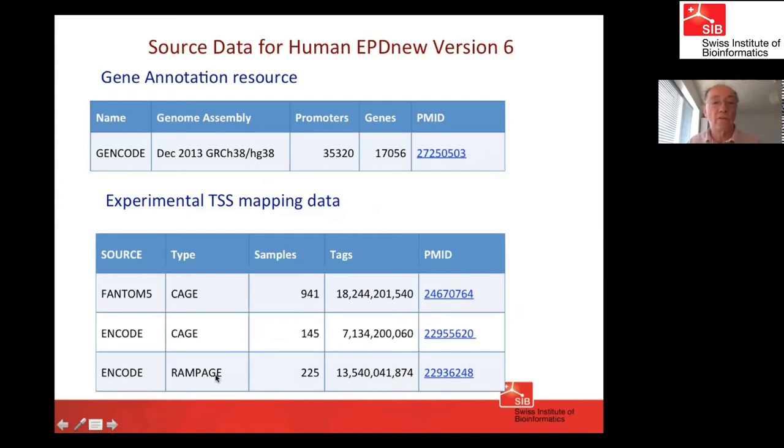This is a technology which is based on paired end sequencing, and it's actually meant to directly associate the capped 5' end with a transcript to which the 3' end of the same fragment matches. As you can see on the tags, the number of tags are pretty astronomical. We have now nearly 40 billion individual CAGE tags.